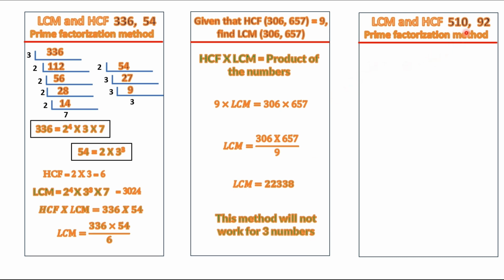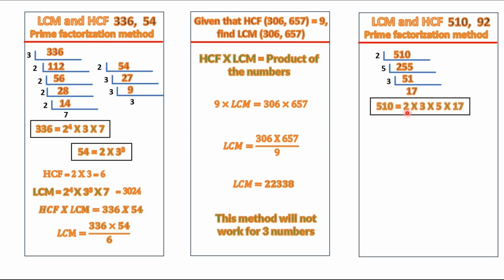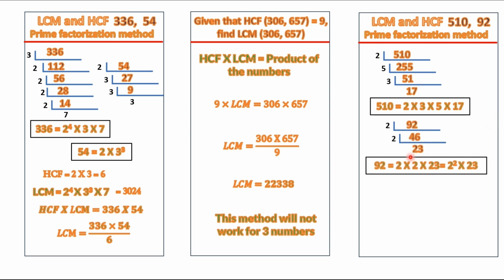So now we'll see this 510 and 92. Okay, we'll find the LCM and HCF. Now first we will do as is, right? 510 we will write as a multiple of prime factors, okay? So I'm just quickly showing, okay? 510 can be written like 2 into 3 into 5 into 17. Order does not matter, okay? So similarly we do for the 92 also, okay? 92 can be written like 2 into 2 into 23. So 2 into 2 means 2 square into 23.